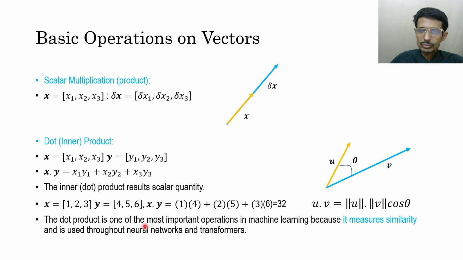So the dot product is one of the most important operations in machine learning because it measures similarity and is used throughout neural networks and transformers. So using this dot product, we can get this kind of similarity. Okay. So these are the most important operations and useful information about vectors, which will be required for understanding our subsequent lectures.